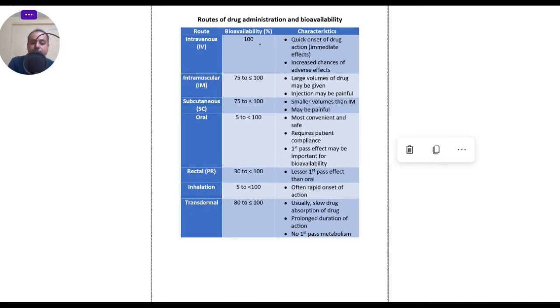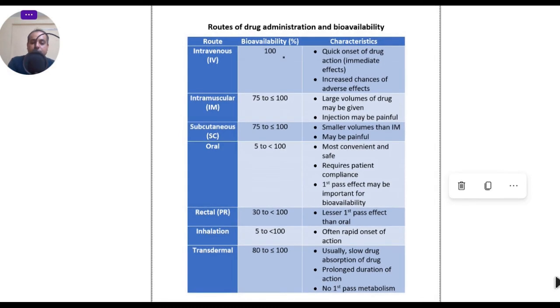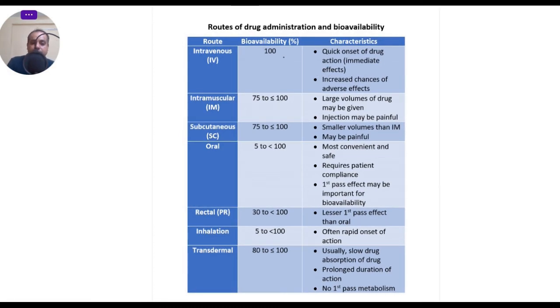So if we go through this table, then we can see, as I've already told you, that for the intravenous route, the bioavailability is 100%. Right? So what is the characteristic of that? The characteristic is that there will be a quick onset of drug action, almost immediate effect. And that is why this route is preferred in case of emergency.